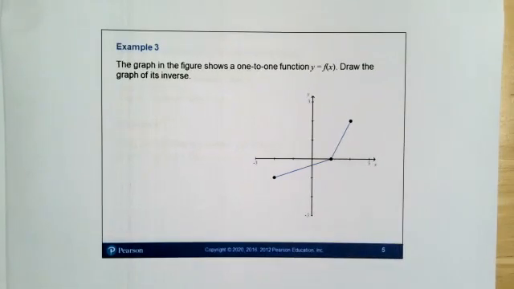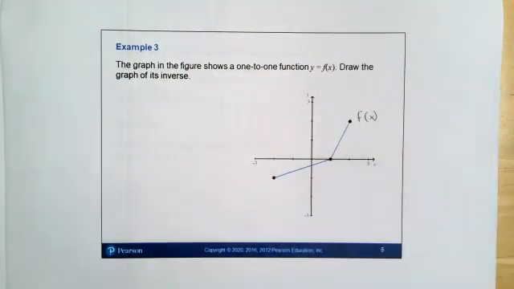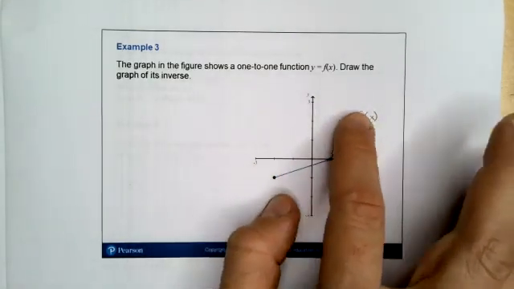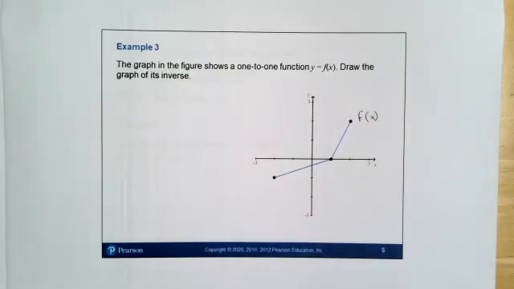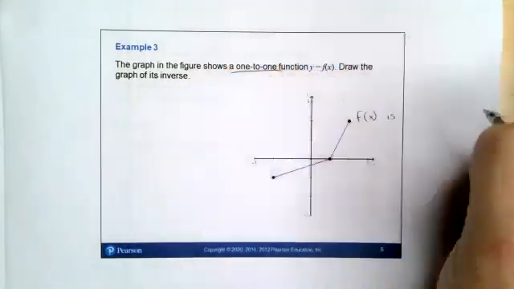Look at example 3. The graph of the figure shows a one-to-one function y equals f of x. Draw the graph of its inverse. Okay. They have for us some function. They have named this function f of x. Okay. We know what the function looks like. We know it is a function because it passes the vertical line test. And we know it is a one-to-one function because it passes the horizontal line test. There are no arrows, so it doesn't go on forever. It will pass the horizontal line test. It will pass the vertical line test. So it is a one-to-one function. Oh, and they already told us it's a one-to-one function.